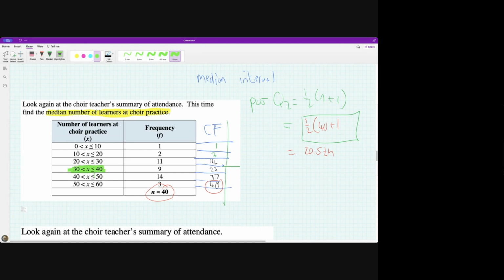Give me a thumbs up if you followed that. Give me a thumbs down if you didn't follow that, finding the median interval. So what I'm doing now is I'm finding the median for grouped data. I'm not finding it for list data. I'm finding it for grouped data.